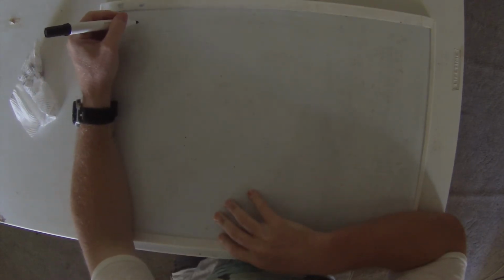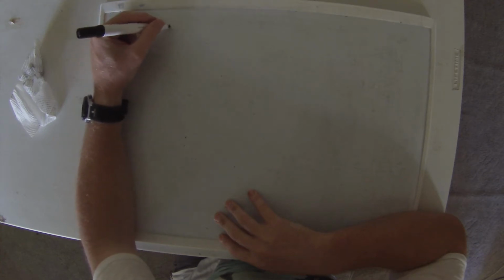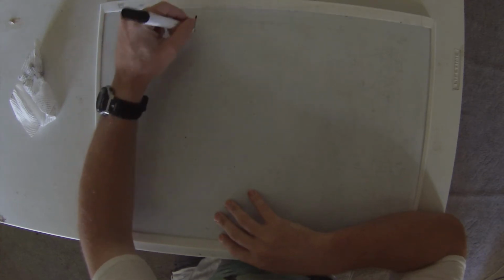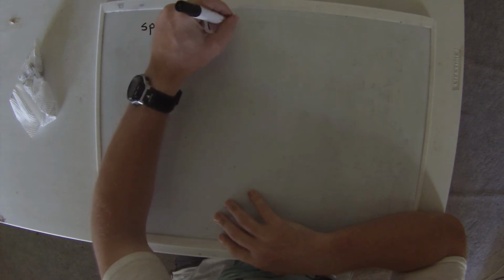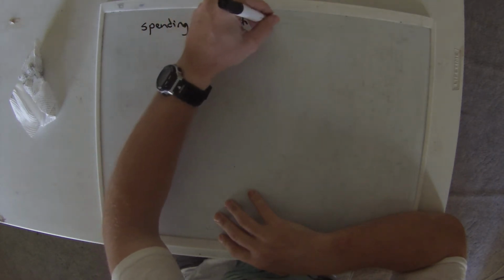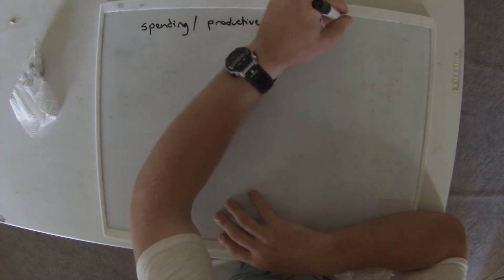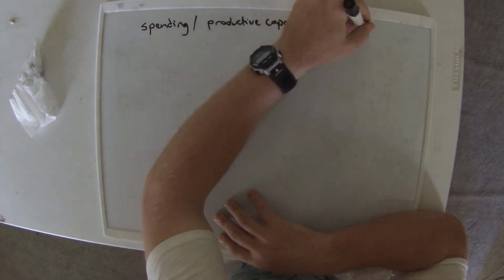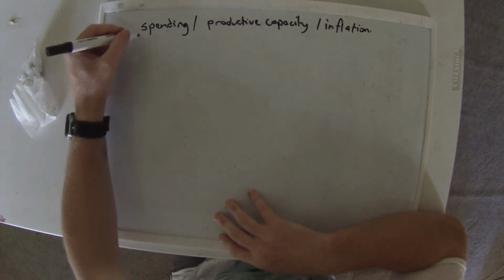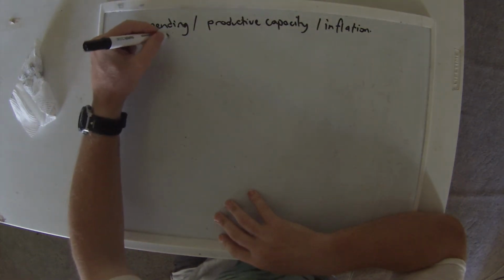Anyway, a key insight of MMT about the economy is the relationship between spending, productive capacity, and inflation. So, a key insight from MMT.